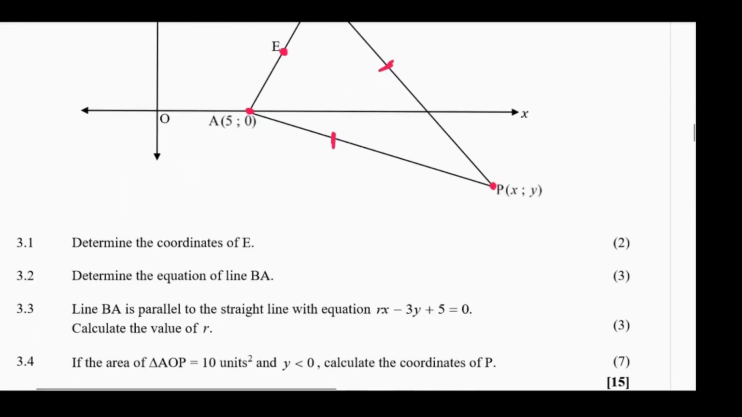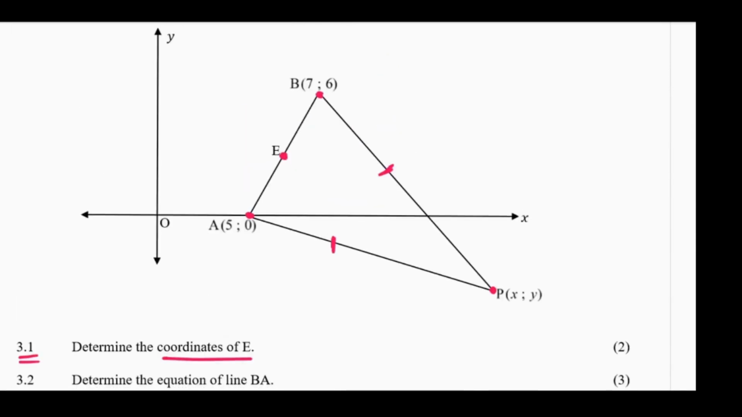So now, question 3.1, we are asked to find the coordinates of E. We know very well that E is actually the midpoint of AB. So we're going to use the coordinates of A and B. Having the coordinates of A being 5 and 0, and B being 7 and 6, E is the midpoint of these 2 points.